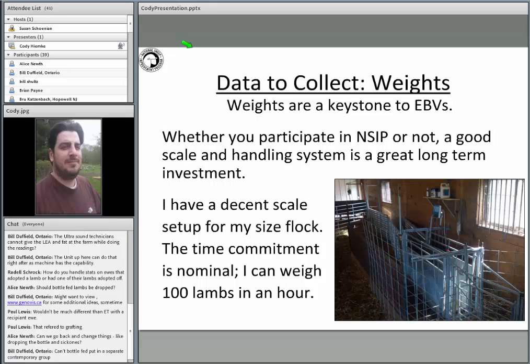Bill, bottle-fed can be put in a separate contemporary group, but as far as in my discussions with Dr. Notter earlier, at least for the weaning information they shouldn't be put in. You can put them back in after weaning into an early post-weaning contemporary group.